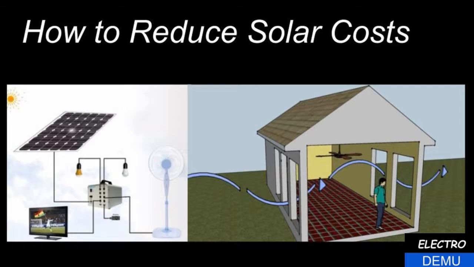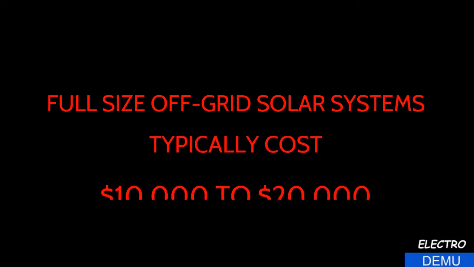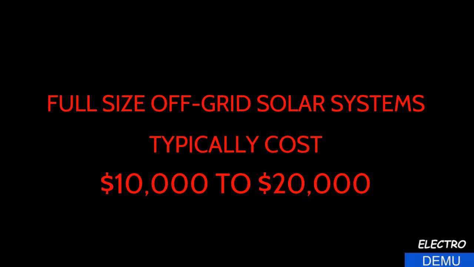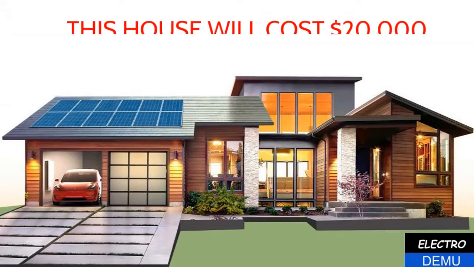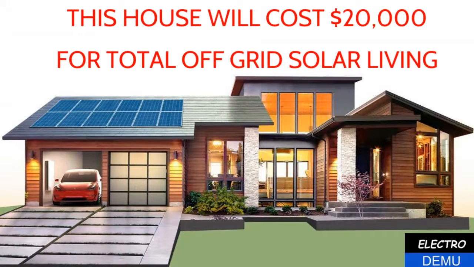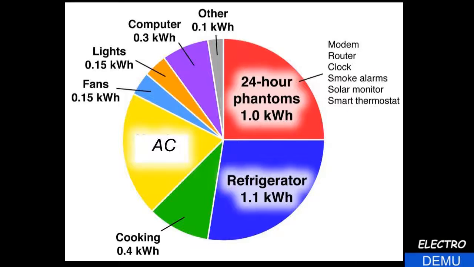So today we are going to talk about how to reduce your solar cost. Today's solar cost typically would run from $10,000 to $20,000, especially for a total standalone system, because of the certain loads that we're going to talk about. In this episode, we're going to show how to reduce 75% of those loads and also simplify some of these loads.